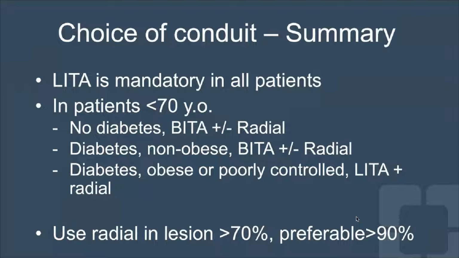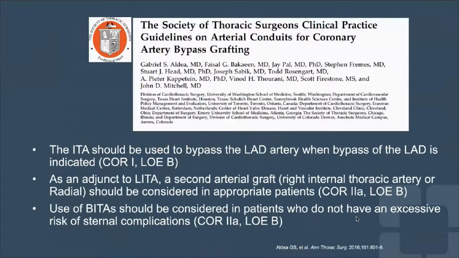It is important to note that when a radial artery is being used, it should be used on a lesion that has at least a 70% stenosis and preferably a greater than 90% stenosis. The greater the degree of stenosis, the better the long-term patency when it comes to the radial artery.